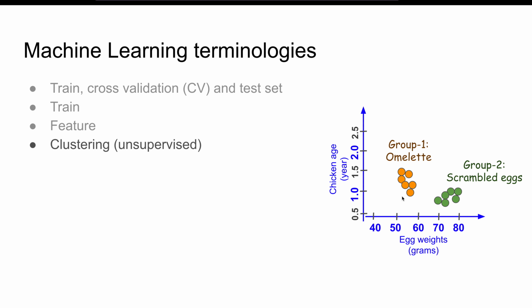So these could be useful. Let's say for example, group 1 could be good for making omelets, and these types of eggs could be good for making scrambled eggs. So that's one example where unlabeled data can be grouped using clustering algorithms. This is the unsupervised learning approach in machine learning.